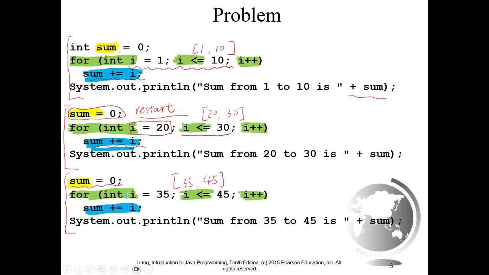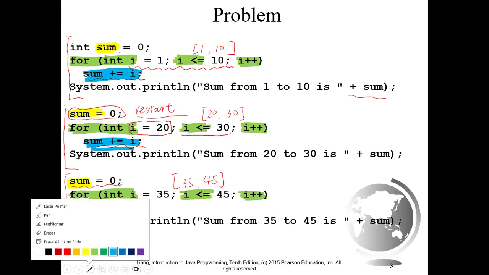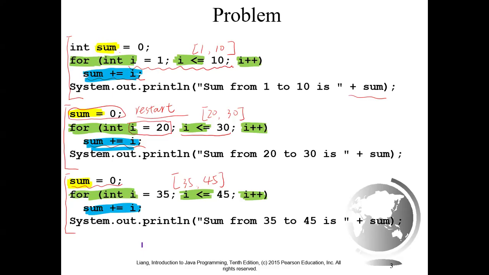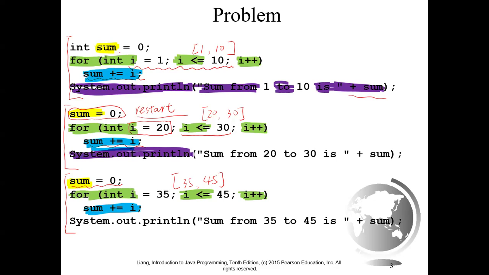What else? How about the print message? It seems they are also similar. Let's use purple. The same System.out.println, right? Sum from where to where is something. And here they are also the same. System.out.println is the same. Sum from to is plus sum, right? The commands, they are the same. The only difference is the number.